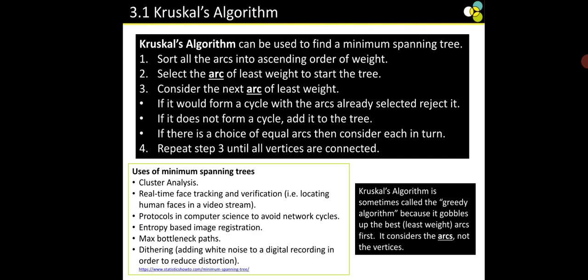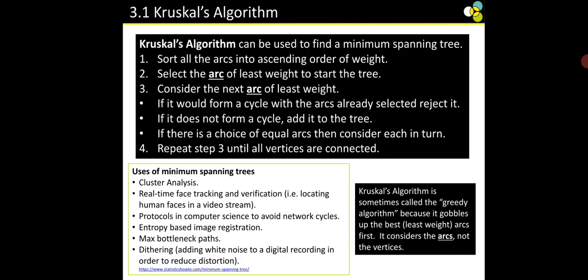Then there is a choice of equal arcs in each turn. Then we have to repeat the third step multiple times, until all the vertices are visited. So Kruskal algorithm is a very easy one. Sometimes we call Kruskal algorithm a greedy algorithm. Greedy in the sense that it just sorts the edges in ascending order, and based on the edges we build the minimum spanning tree.